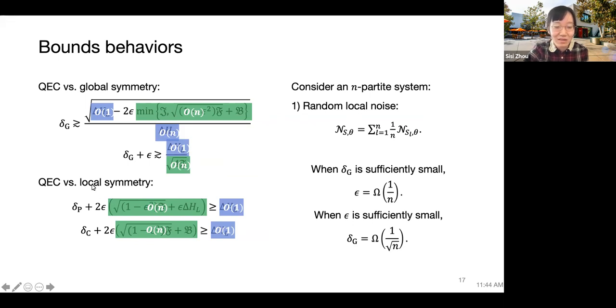So that's for the random local noise. Also, I didn't talk about this local symmetry part, but as I said, the lower bound of this delta is always going to be a constant, so it doesn't matter much which type of noise you have. The only thing important is the threshold of epsilon, which is just 1 over n. Okay, so that's the first part, which is the random local noise.